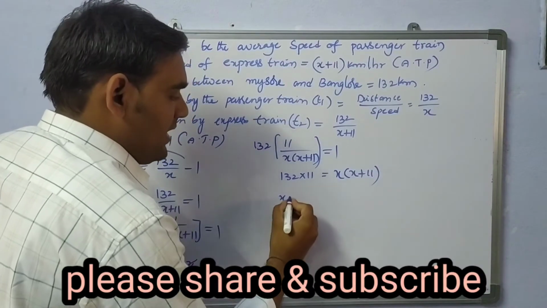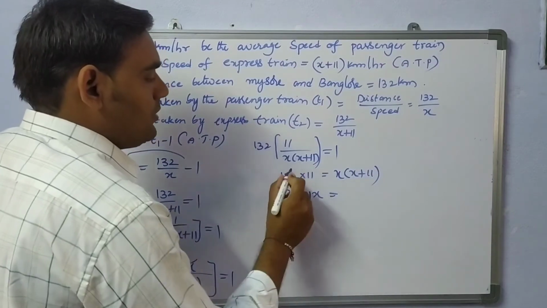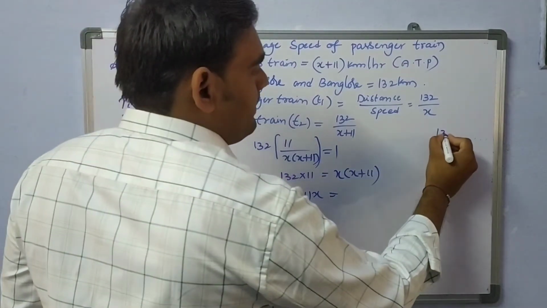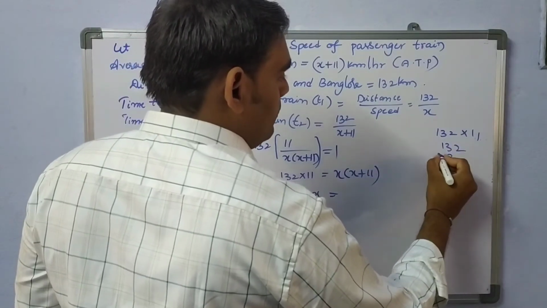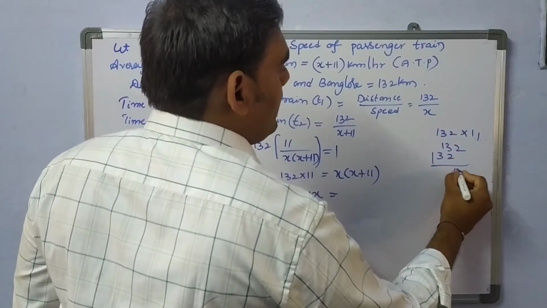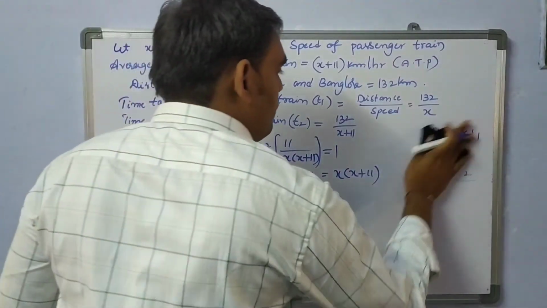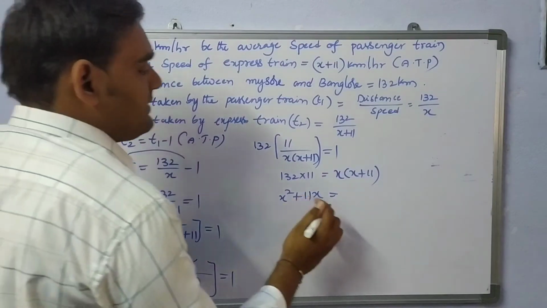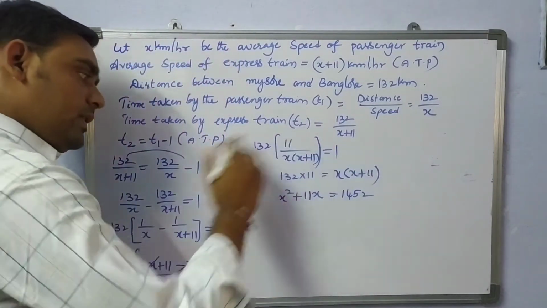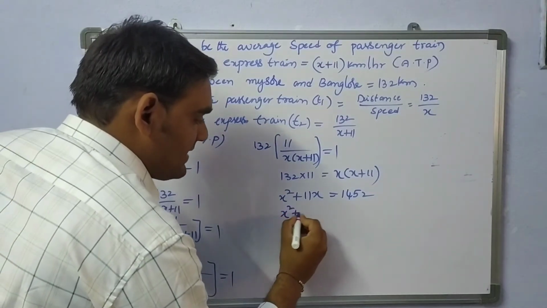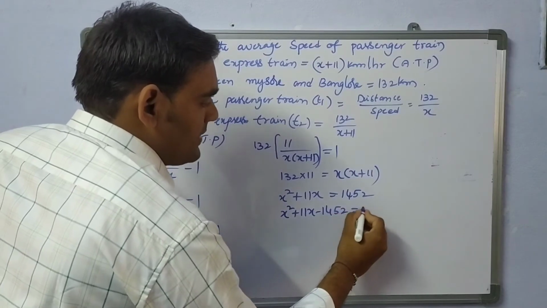Now this can be written as x into x square plus 11x is equal to 132 into 11. When we multiply 132 with 11, we will get 1452. So x square plus 11x is equal to 1452. Now we will get x square plus 11x minus 1452 is equal to 0.